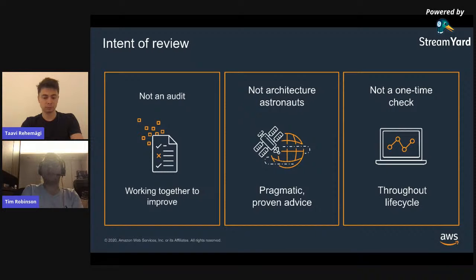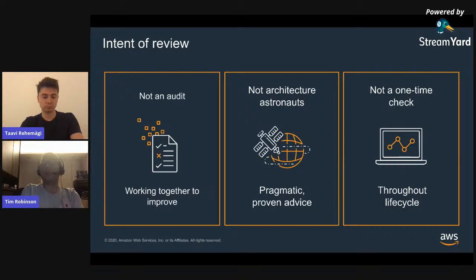Again, if the customer's got a real requirement to have a very tight security posture, we would bias the review in that direction. And again, if the customer's concerned about increasing cost, we can definitely take that into account and run a review with a very deep cost edge to it.